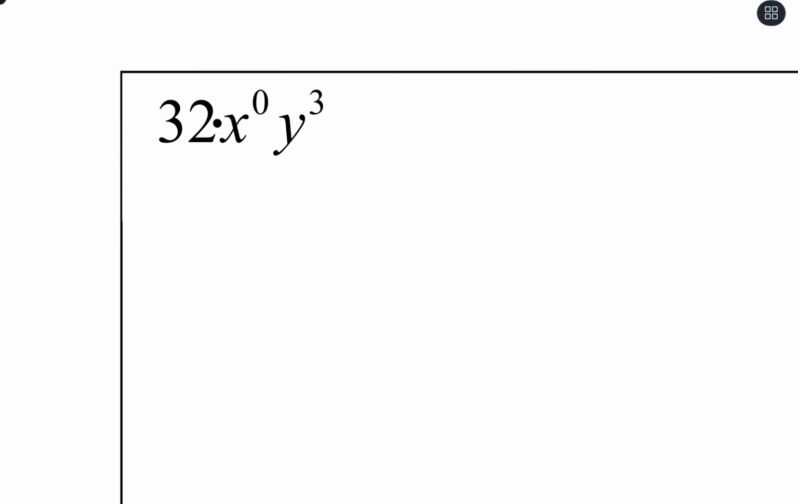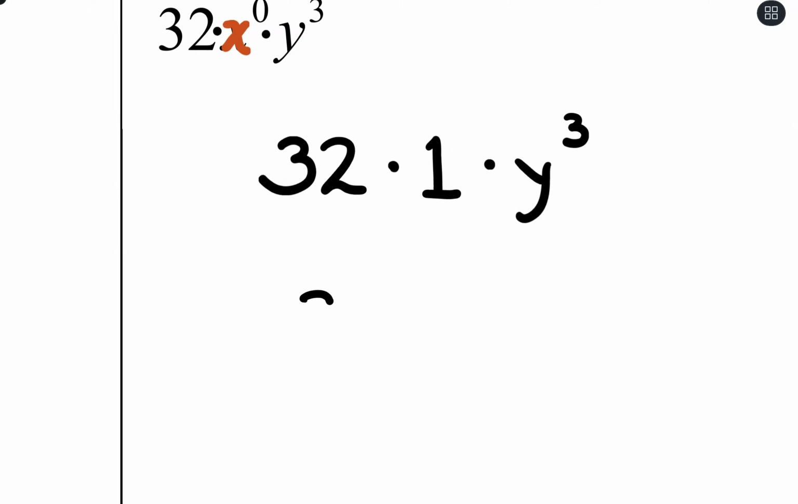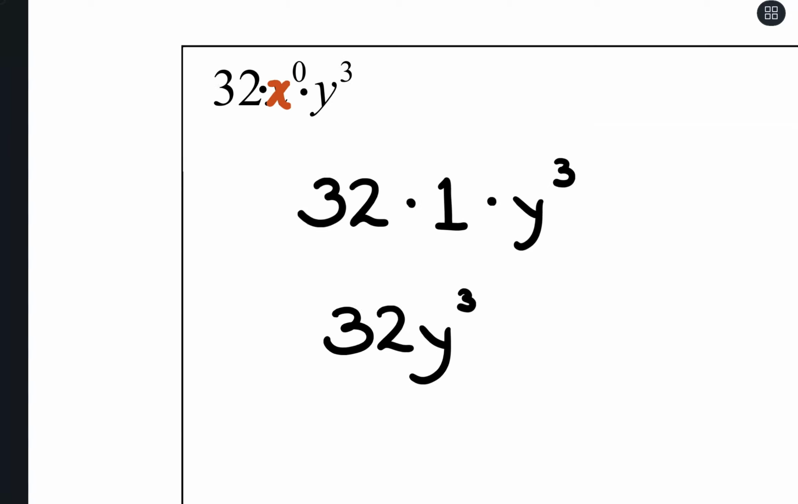32, and what can help is kind of writing our multiplication so you can see how these are separate. And what's being raised to the 0 power is just the x. So 32 stays put, x to the 0 turns into a 1 that's going to be multiplying, and then we have our y cubed. So that's going to be 32 times y cubed.